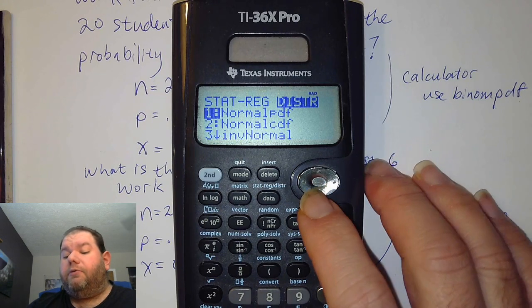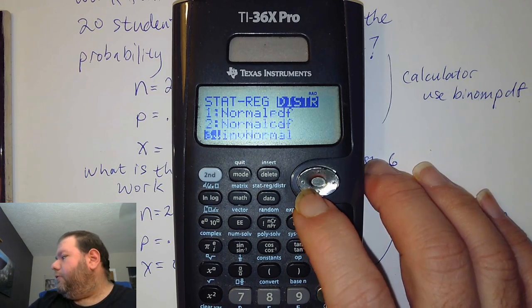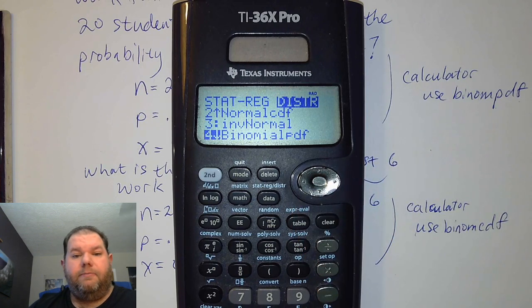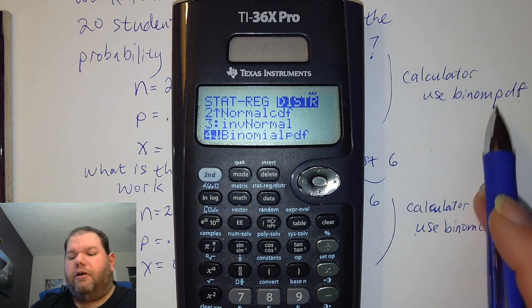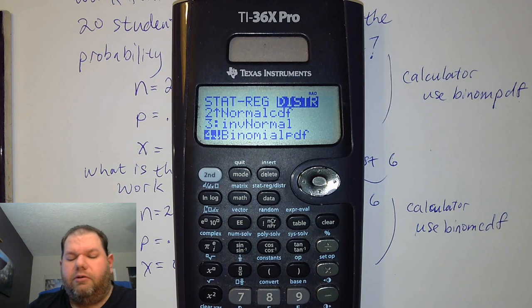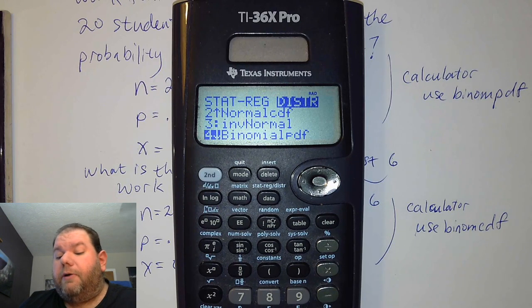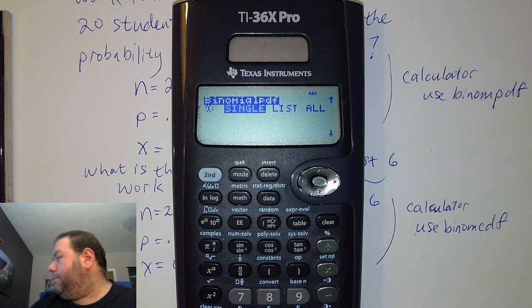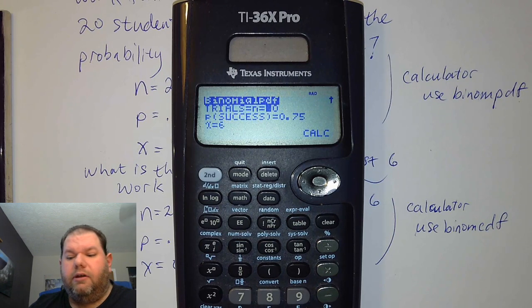Now, these we're going to use in a variety of ways, but we want to go down to where we have Binomial Pdf. On this calculator, it spells it out. On my other calculator, it abbreviates it. So it might be one way or the other. So we enter Binomial Pdf, and we'll just always choose single values.